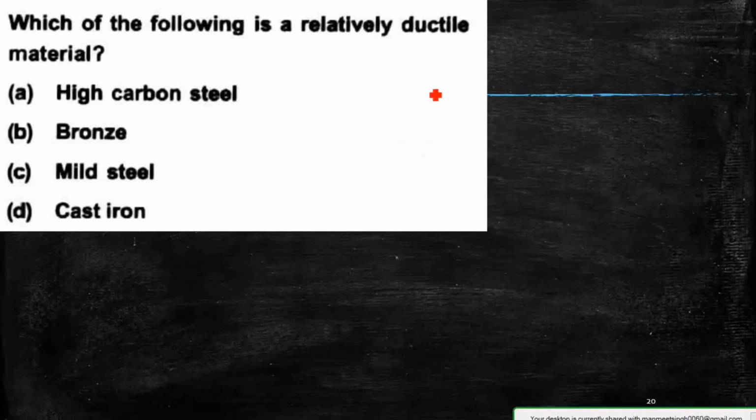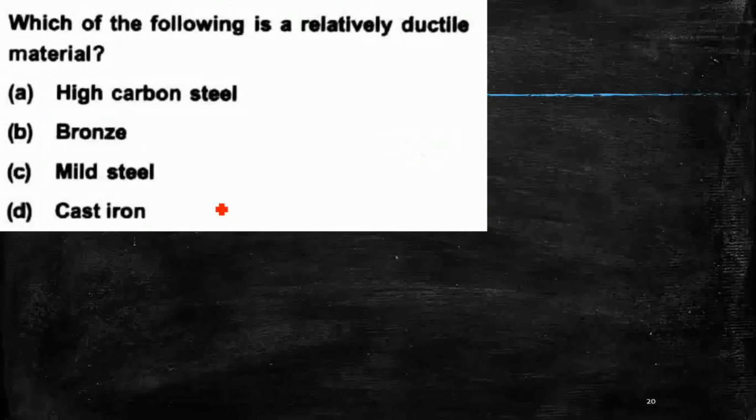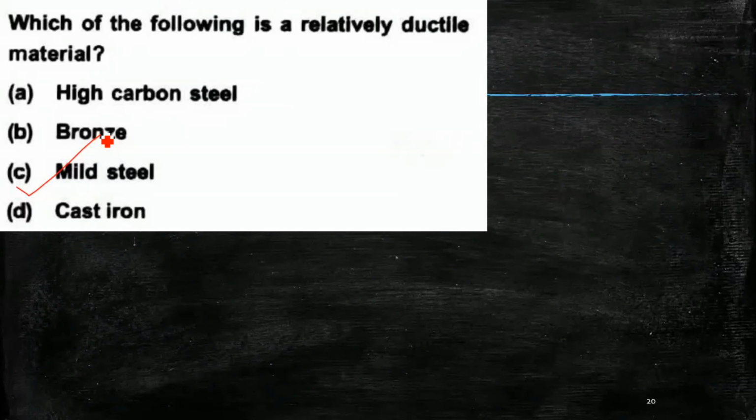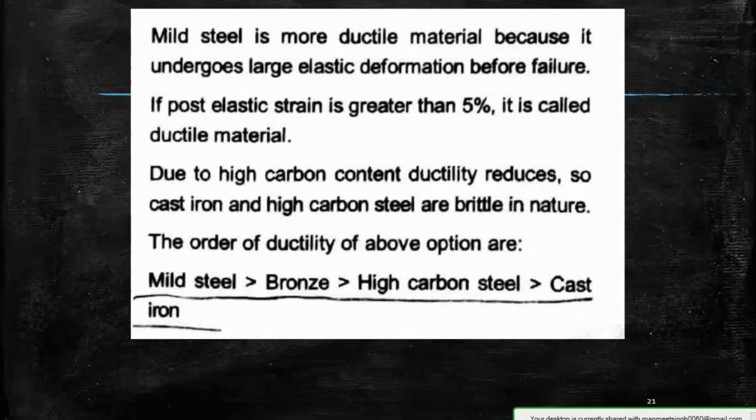Which of the following is relatively ductile material? High carbon steel, bronze, mild steel, cast iron. As we know, as the carbon content is less, the material will be more ductile. So mild steel has the least percentage of carbon content as compared to the other three. From this theory part, we can see that mild steel has lesser percentage of carbon than bronze, then high carbon steel, and then cast iron.